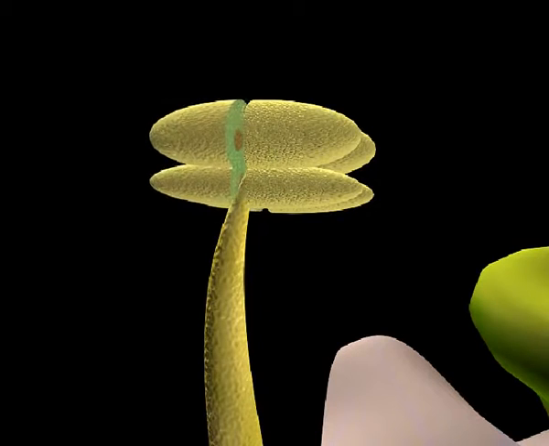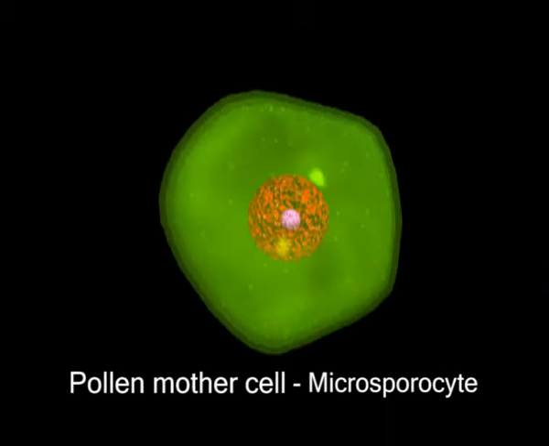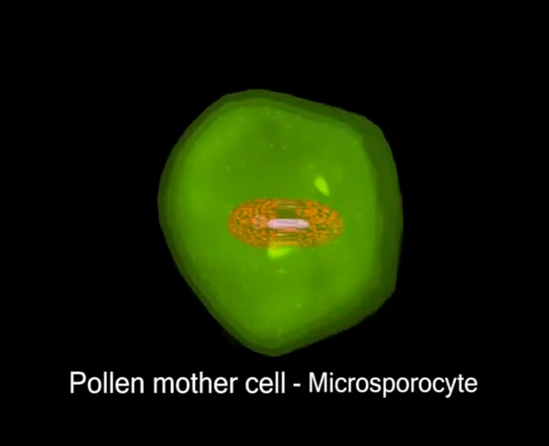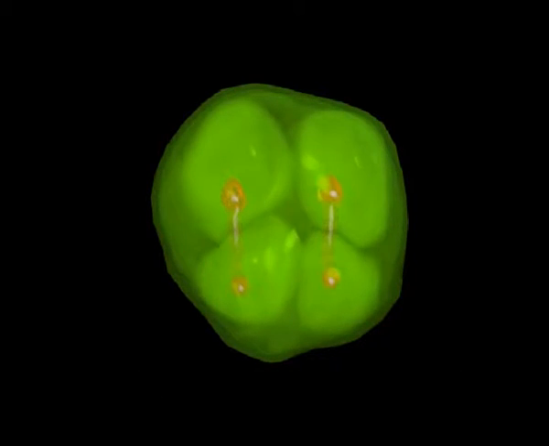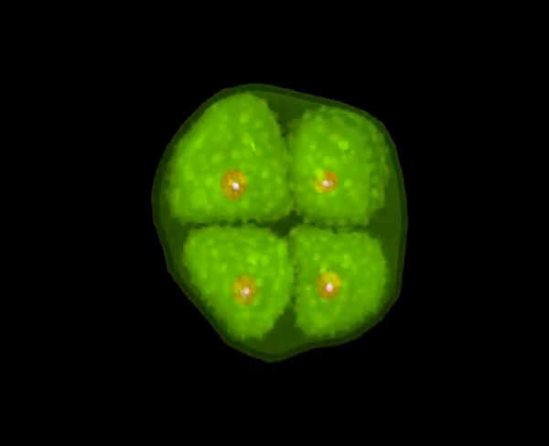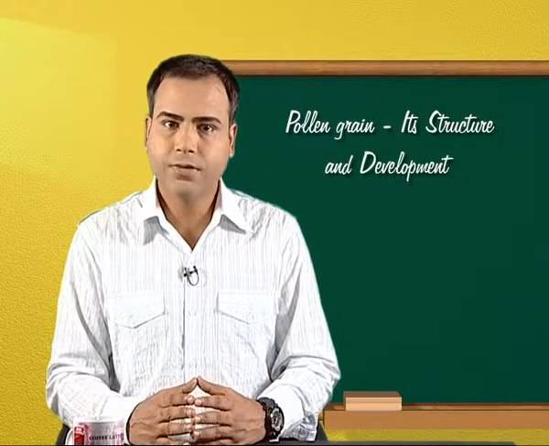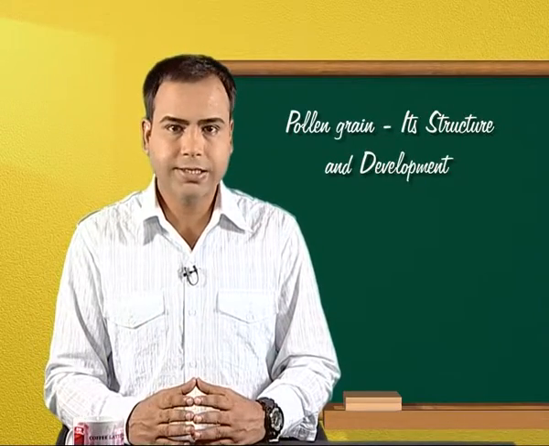Just see this movie once again. Sporogenous cells fill the whole of pollen sac. With a number of divisions, they get transformed into microspore mother cells. Here you can see each separated mother cell undergoing meiosis, resulting in a tetrad of haploid microspores. Each of these haploid microspores turns out to be a pollen grain. What was the term I told you about the whole process? Yes, this whole process is known as microsporogenesis.